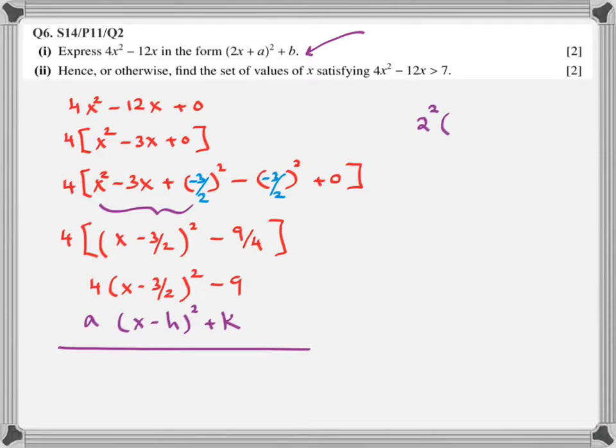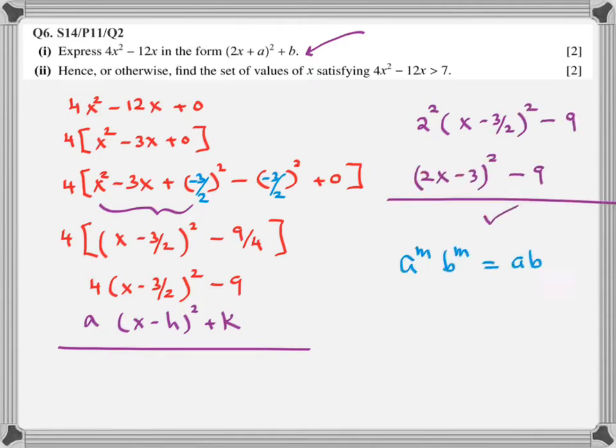The examiner wants to know whether what you have studied in O-level maths, the concept of indices, is still fresh in your mind. Do you know how to apply it? You should know how to apply it. So therefore, the 4 on the outside can be written as 2 square and (x minus 3 over 2) whole square. Now you multiply on the inside, keep the 2 on the outside.